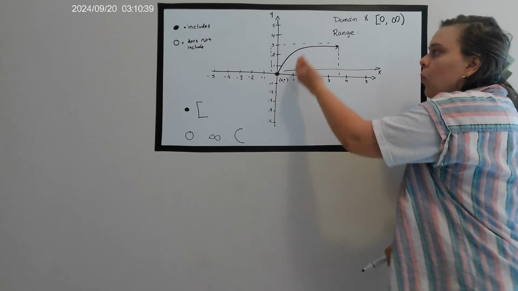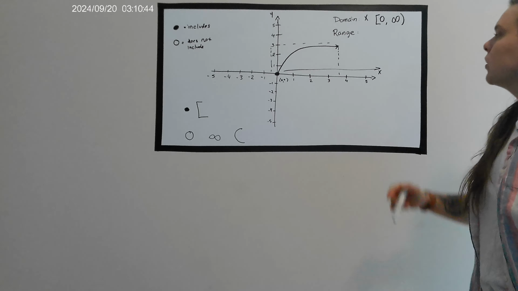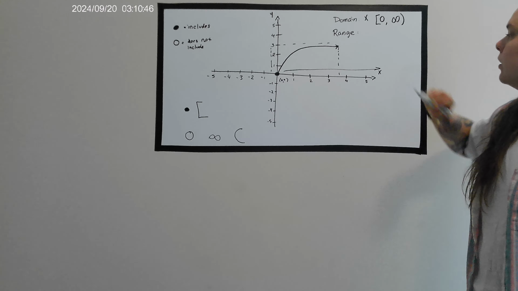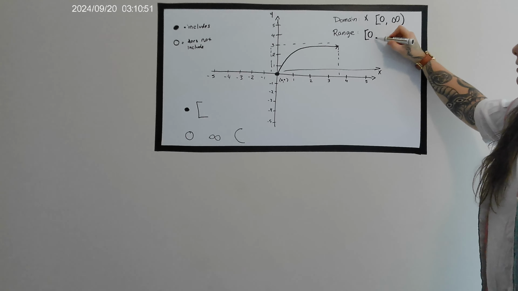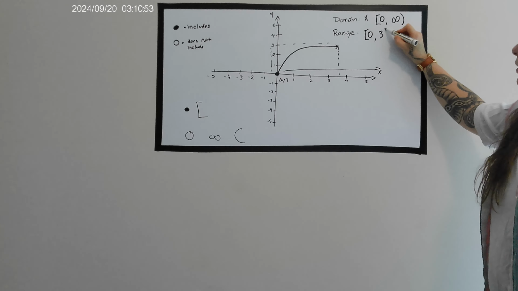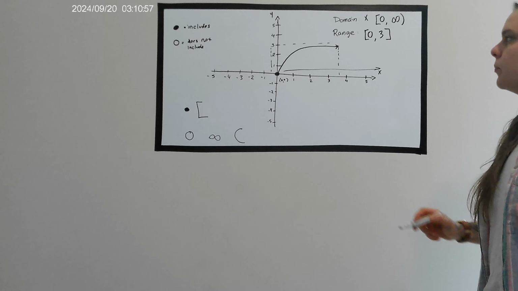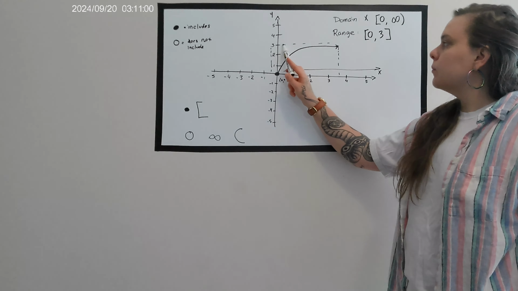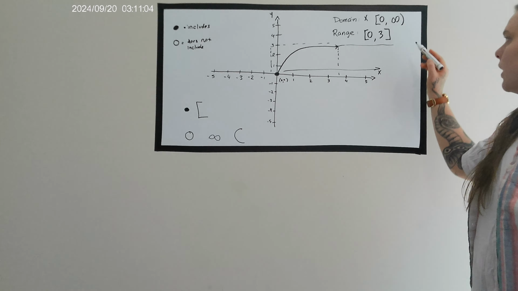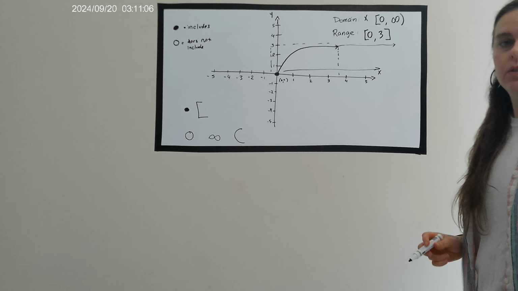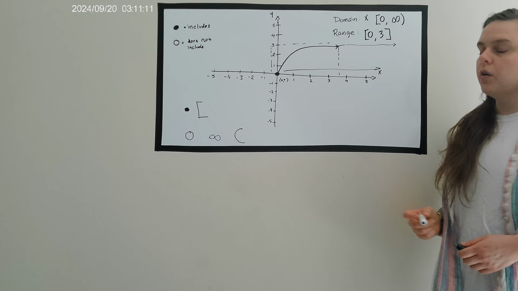And does y go on for infinity? No, it caps here at positive 3. So we include the 0, 0, and it goes until positive 3. Okay? It's included, positive 3 is included because it goes on forever at y equals 3. Okay? So that would be our domain and range for this function.